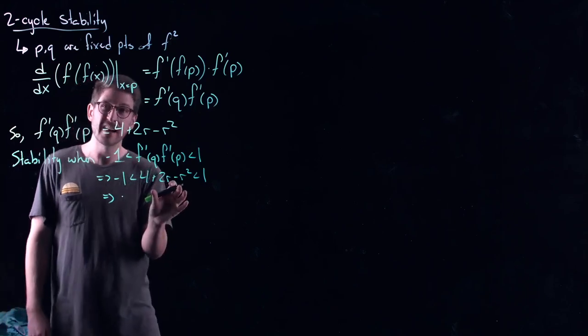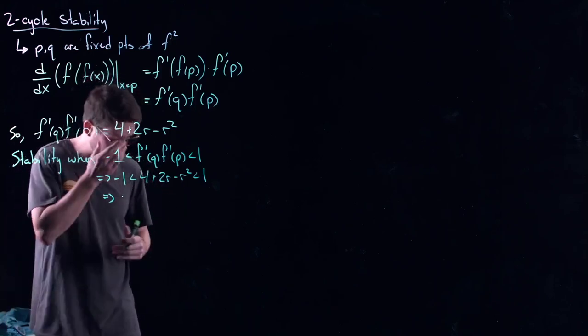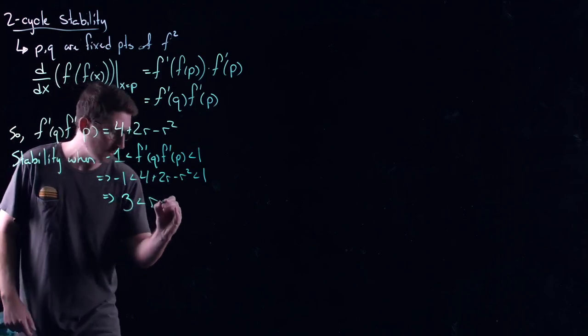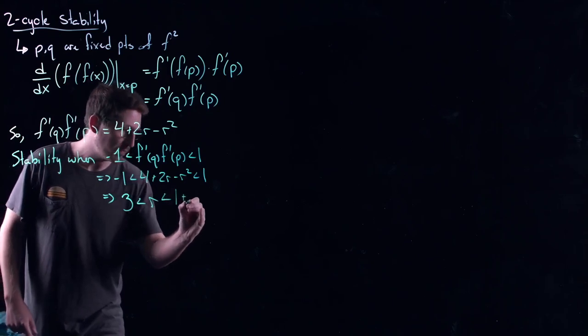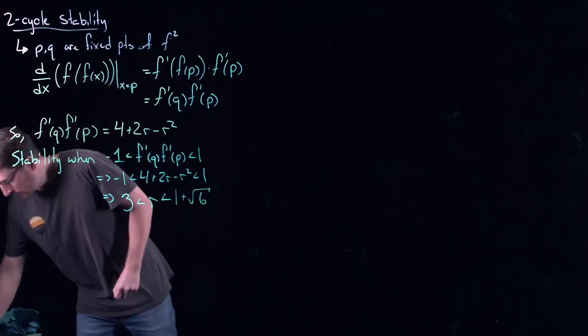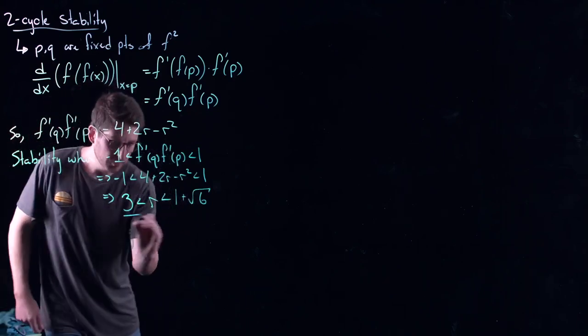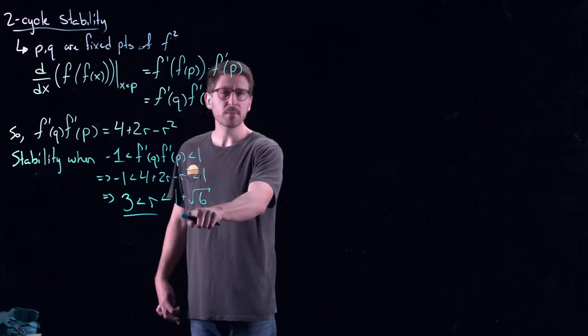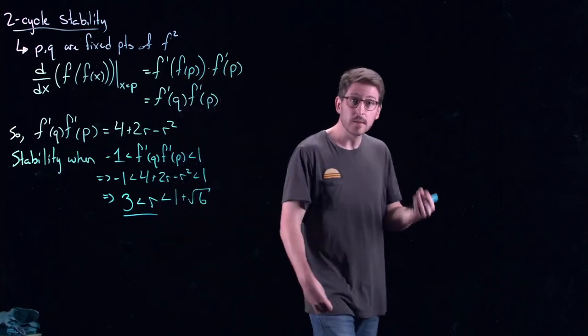This is a quadratic. You might have to graph it, find some roots. That's fine. There's no big deal here. But essentially you get when 3 is less than r, which is less than 1 plus the square root of 6. So there's my 3 again, and now I've got an upper bound. So again, this thing doesn't stay stable forever.